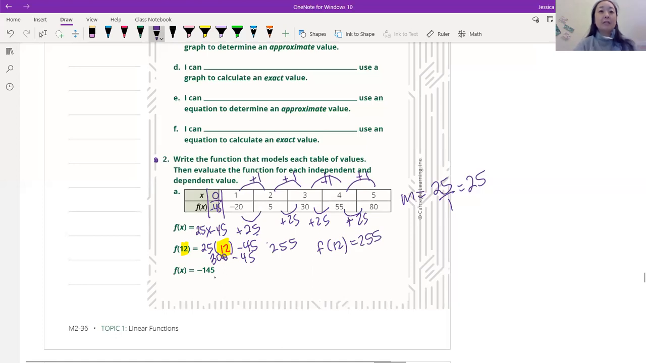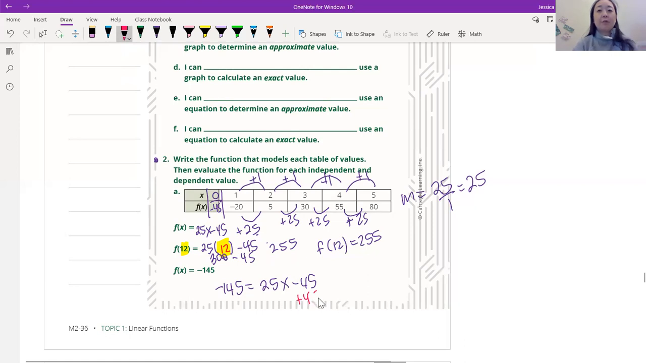All right. And then this one, notice where the number is, it is no longer with the x. This one is going to be for the y. So instead of replacing for the x, we're replacing this for the y. So negative 145 is equal to 25x minus 45. See the difference? Now we have to solve for x. We cannot use order of operations here, because we have to solve for something instead of just simplifying.